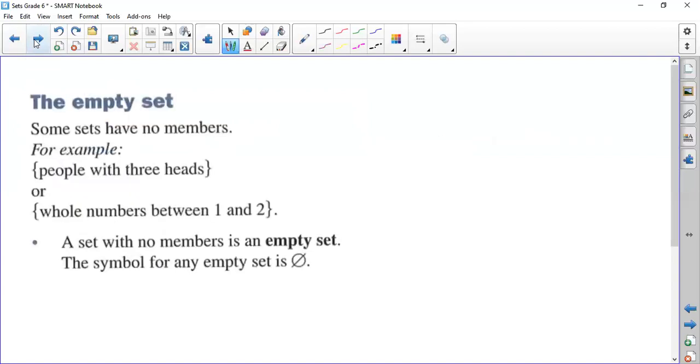Another important concept is the empty set. From the word empty, it means the set which has no members. For example, the set of people with 3 heads. We don't have such a set. Or whole numbers between 1 and 2. We know that there is no whole number between 1 and 2. We have decimal numbers, but not whole numbers. So these kinds of sets are called empty sets, and the symbol used to show the empty set is a circle with a line over it.